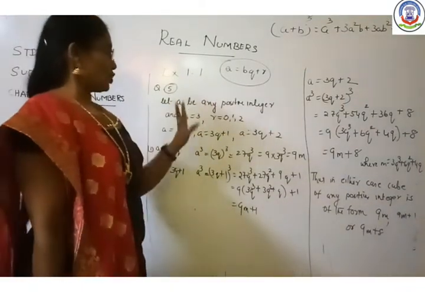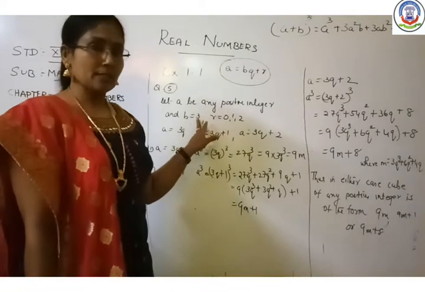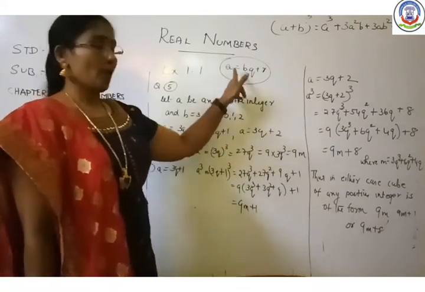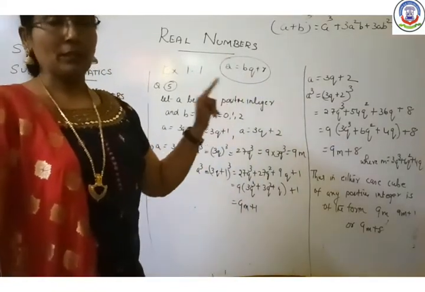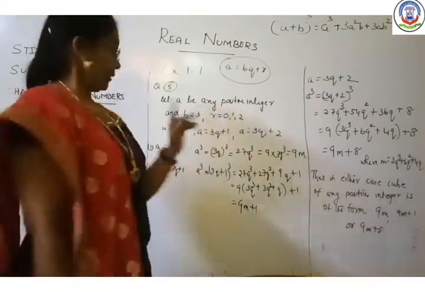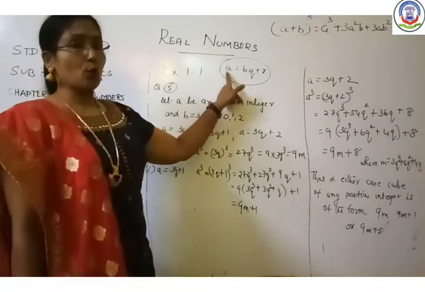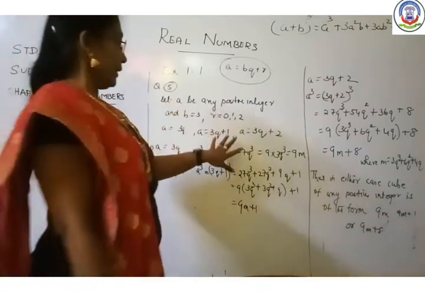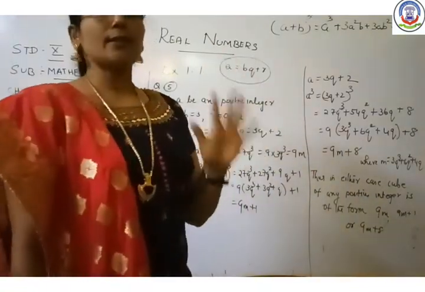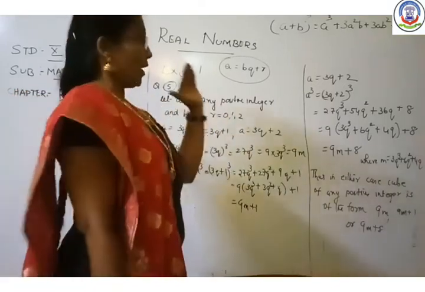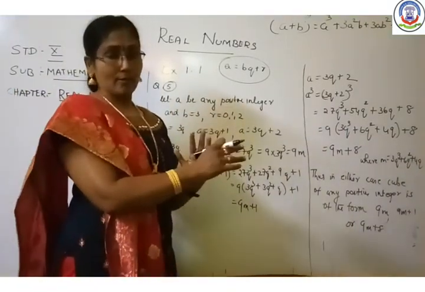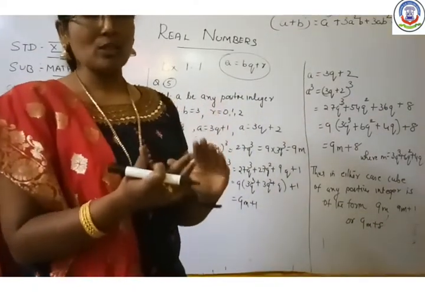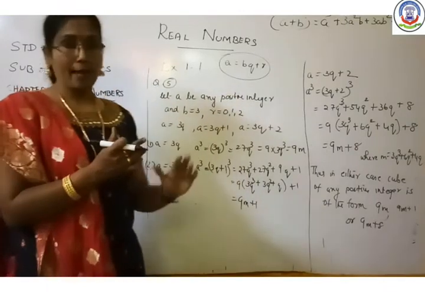Let a be any positive integer and the divisor you are going to take as 3. And the remainder, obviously you know, can be 0, 1 and 2. According to Euclid's division lemma, a is equal to bq plus r. We can say that a should be equal to, first case, 3q plus 0, second case 3q plus 1, third case 3q plus 2. Now what you should show is that in all these cases the cube should be either in the form of 9m or 9m plus 1 or 9m plus 8.